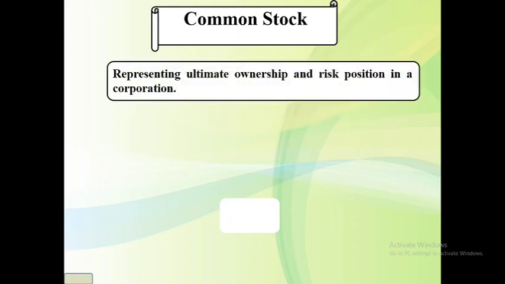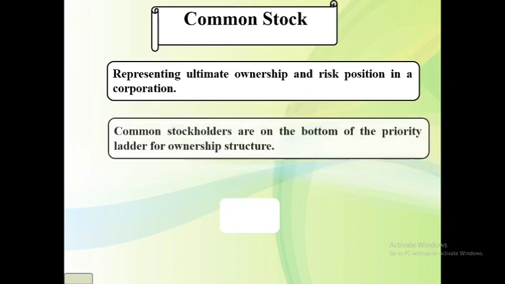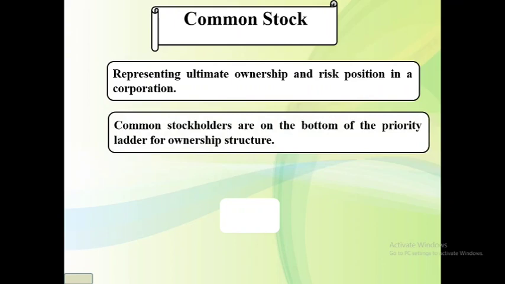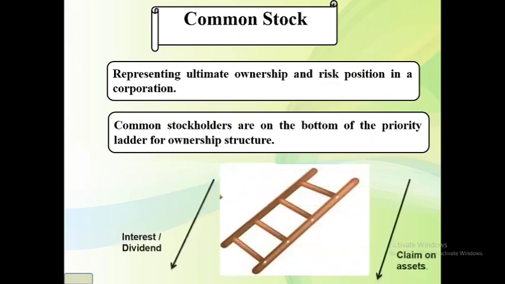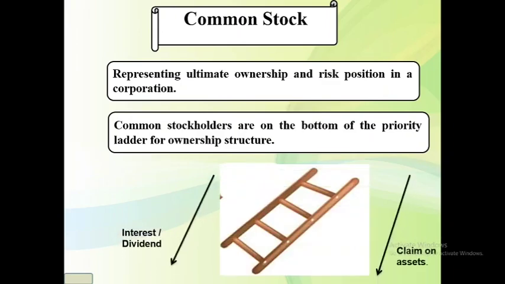In the last lecture, I discussed one kind of stock named preferred stock. Today, I am going to start with another stock, that is common stock. Common stock represents ultimate ownership and risk position in a corporation. Common stockholders are on the bottom of the priority ladder for ownership structure. Here is a ladder showing the priority of receiving interest or dividend and claim on asset of a company.